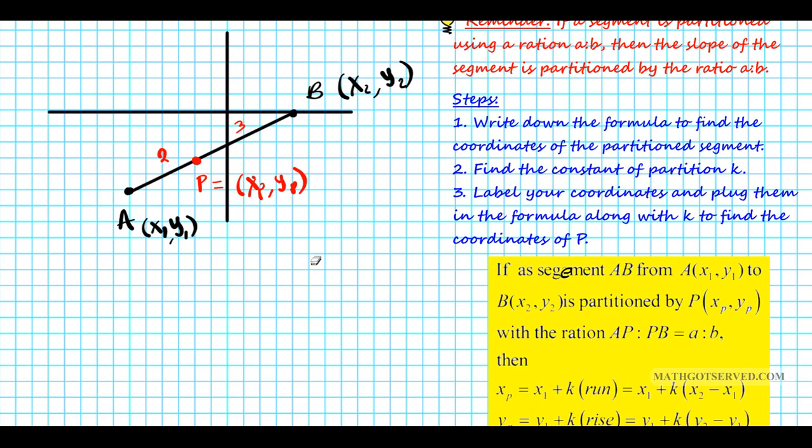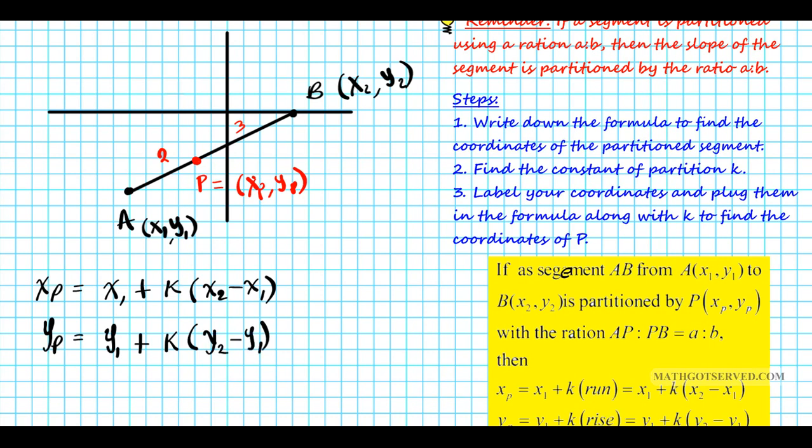First of all, we want to write down our formula. That's what's going to guide us. xp is x1, your starting point, plus adjusting your run by the constant for your partition. So the run is x2 minus x1. So we are shrinking the run by this constant, the ratio 2 to 3. And then how about the y coordinate of our partition P? Same procedure, y1 plus, we're going to shrink our rise by that ratio. Our rise is y2 minus y1.